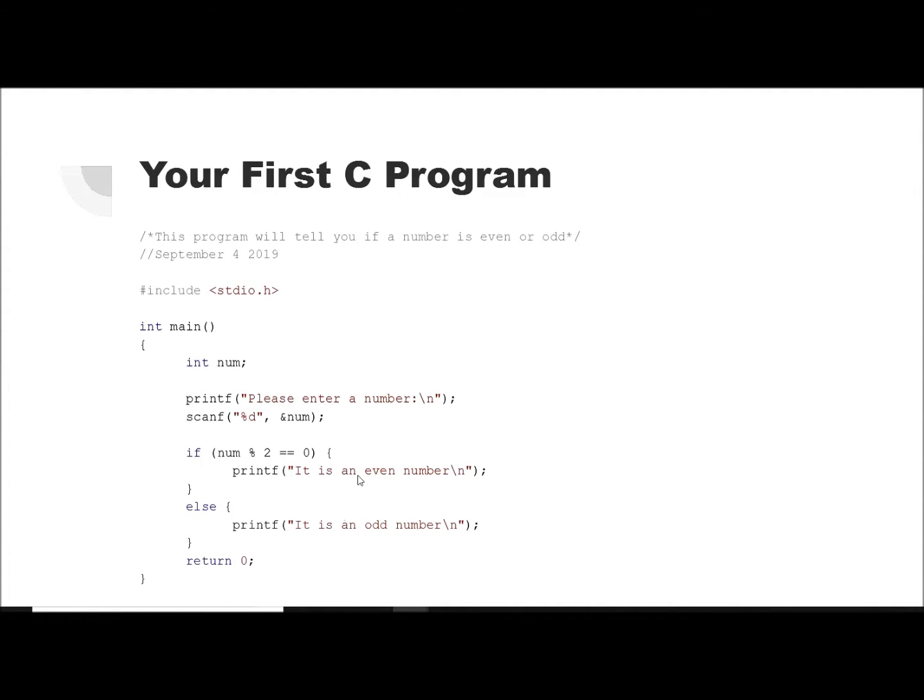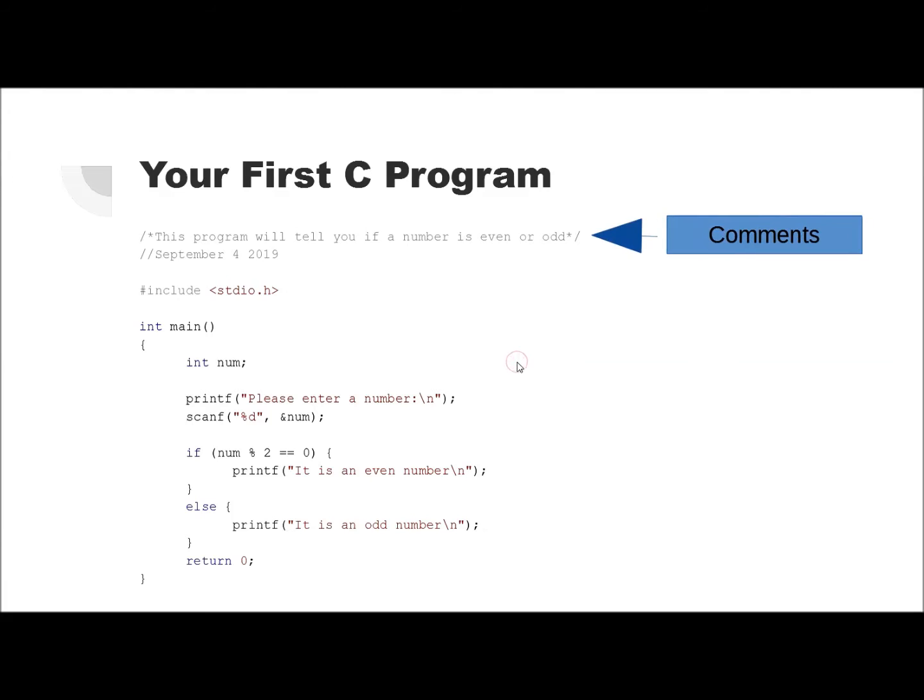Your first C program. Comments. This program will tell you your number is even or odd. September 4, 2019. That's what the comments say. And we're asking, what is a comment in the first place? A comment is a place where the compiler does not read. It pretends it's invisible. But to humans, we see it as a friendly message that could be useful if you want to explain a really messy code.